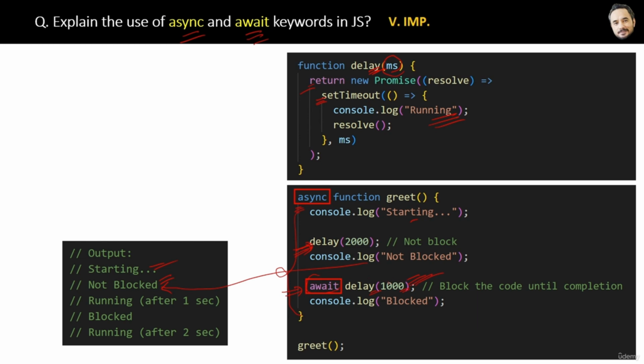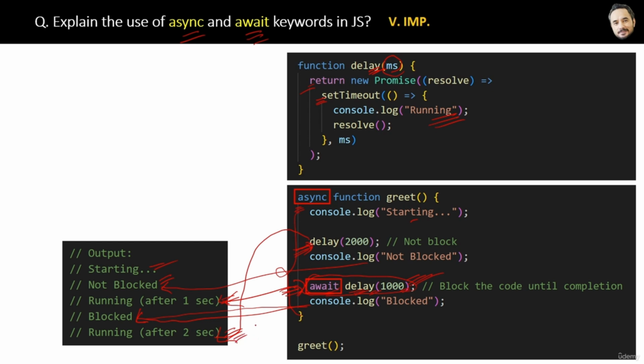That's why, listen carefully, we intentionally use the await keyword to block or to wait for the response of the delay method. Now in the output, you will see this running statement from inside the delay method, and only then after this, blocked will be printed. And in the output, the last statement running is coming from the above delay call of 2 seconds, which was asynchronous and non-blocking, right? Because it did not block anything, it completed after 2 seconds, which is at the end.